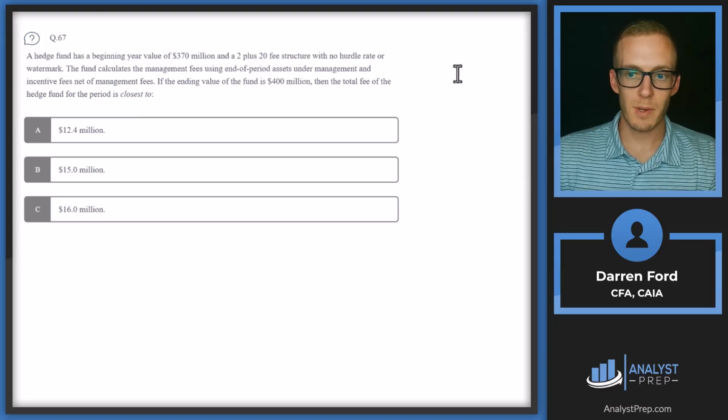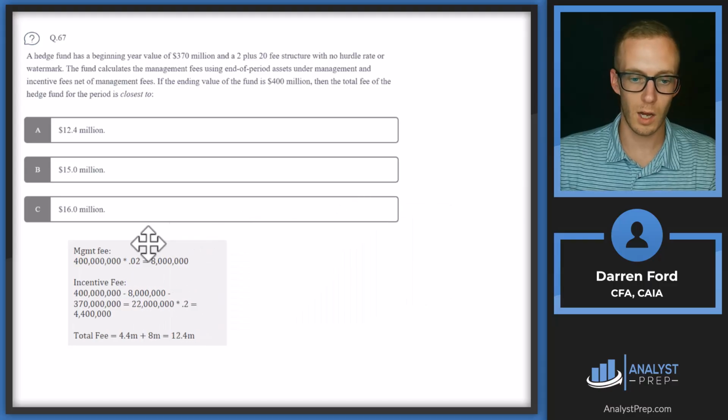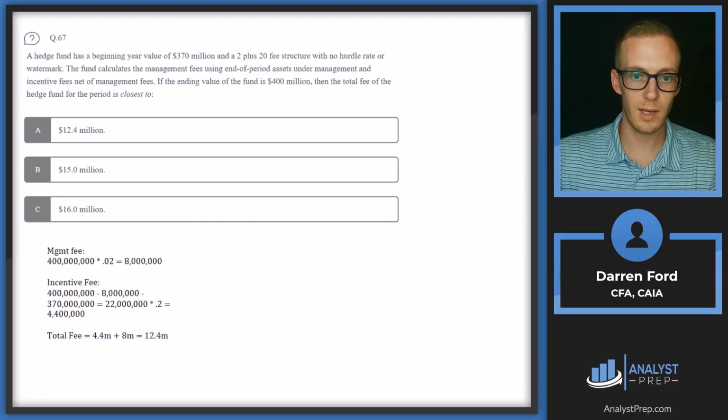All right, so this should be a pretty straightforward calculation. We're given end of period value at 400 million. We're going to just multiply that by 0.02 to get our management fee. So we get a management fee of $8 million. And then for the incentive fee, we're going to be taking that net of management fees. So right off the bat, we're going to subtract that out of our profit. So we get 400 million minus 8 million management fees. So then we're down to 392.